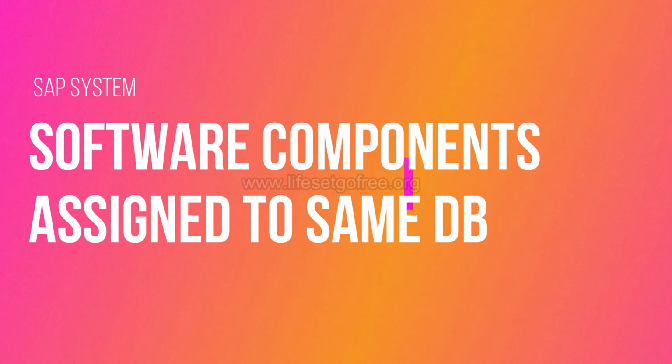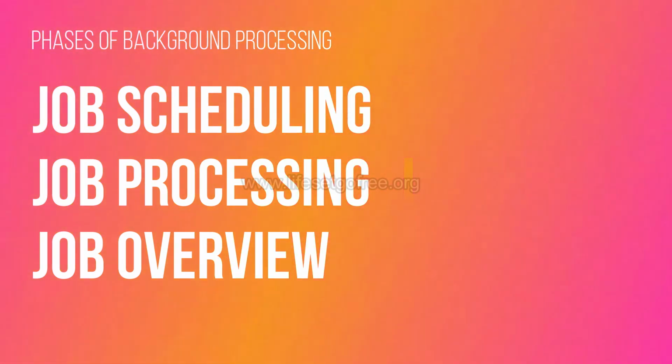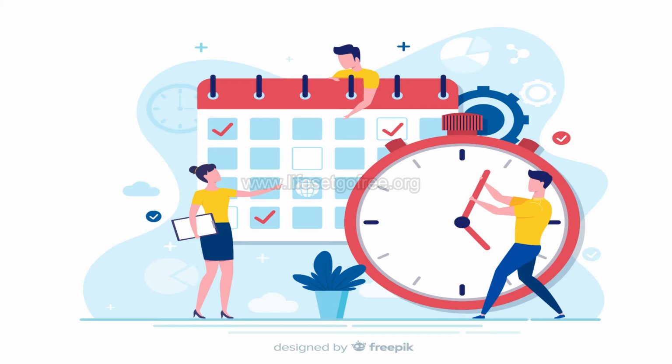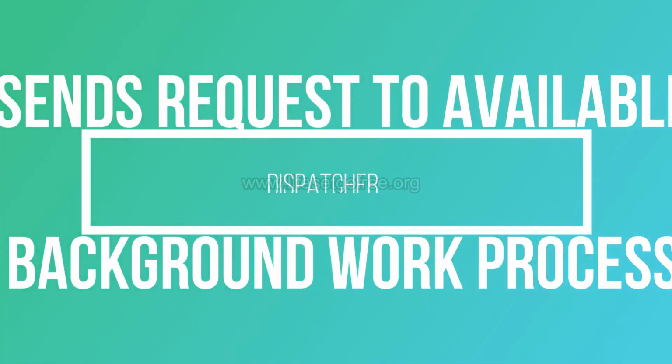If I ask what the different phases of background processing are, you must remember these three. First one is job scheduling, second one is job processing, and the third one is job overview. Just remember these terms. That means something which is used to schedule a task, that is a job, to automatically run. What is a dispatcher? The dispatcher will send the request to an available background process for processing.